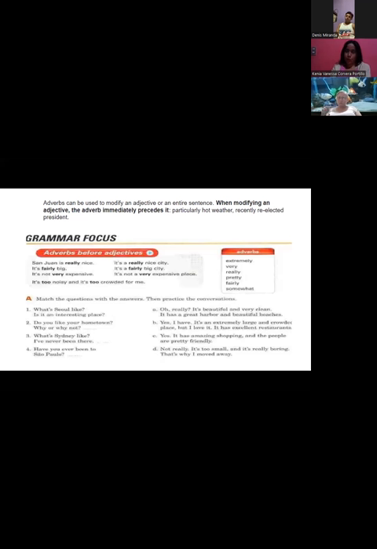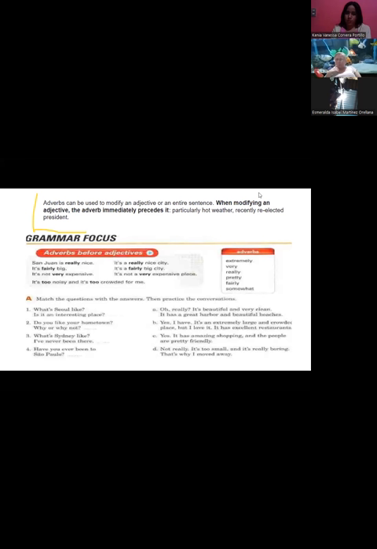Tenemos the adverbs. So, Dennis Miranda, can you help me to read the information about the adverbs? The first part we have here. Look at this one. Adverbs can be used to modify an adjective or an entire sentence. When modifying an adjective, the adverb immediately precedes it, for example, hot weather, recently elected president. Okay, thank you so much.